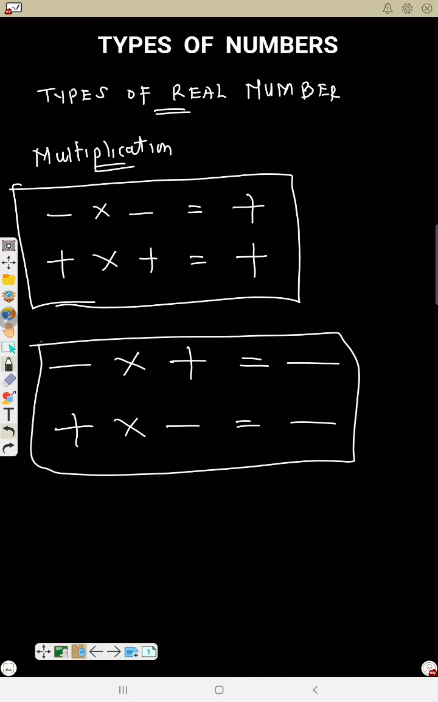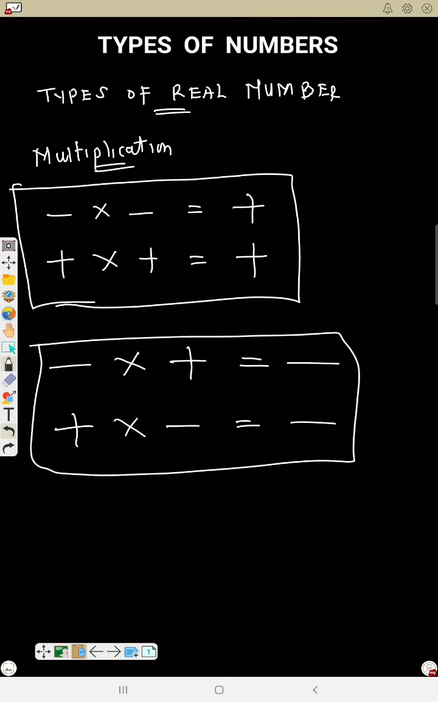So we need this almost every time. Study it. Minus times minus is plus. Plus times plus is plus. Minus times plus is minus. Plus times minus is minus.